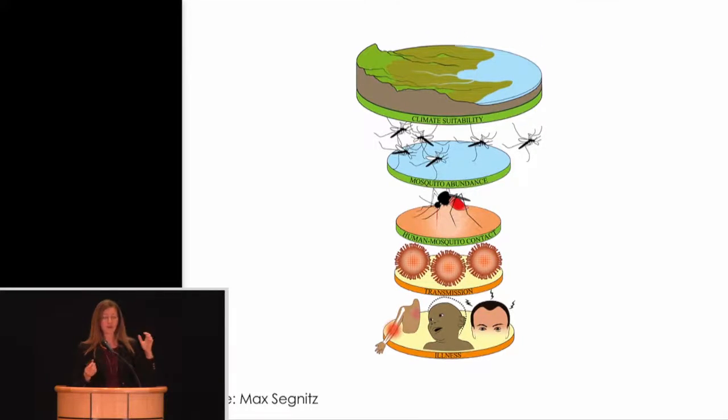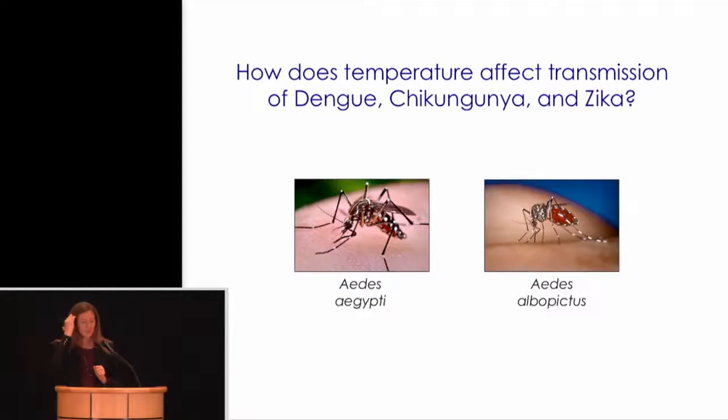So for today, I'm going to focus on just this top level of climate suitability for the mosquito. Because at the very least, if you don't have climate suitability for transmission, you won't see local transmission. Asterisk, except sexual transmission. But we're focusing on vector transmission here today. So what I'm going to ask is how temperature affects transmission of Zika, dengue, and chikungunya. This is important for predicting when and where we might see outbreaks, and for predicting where we might see anomalous suitability for outbreaks, and also for predicting responses to climate change.